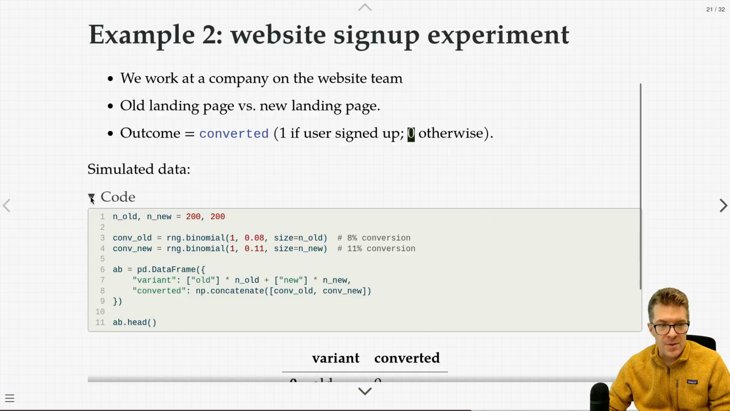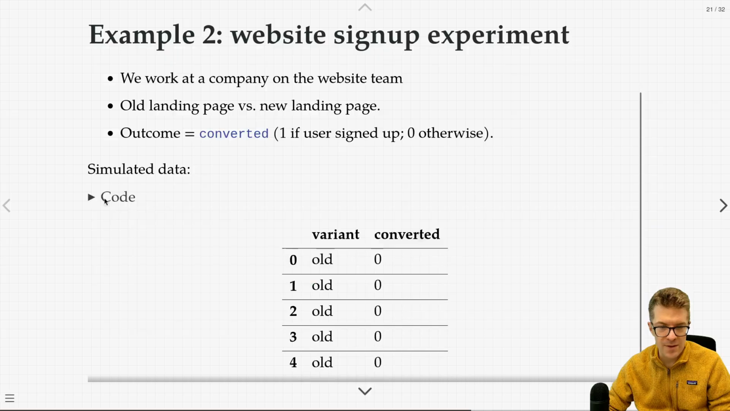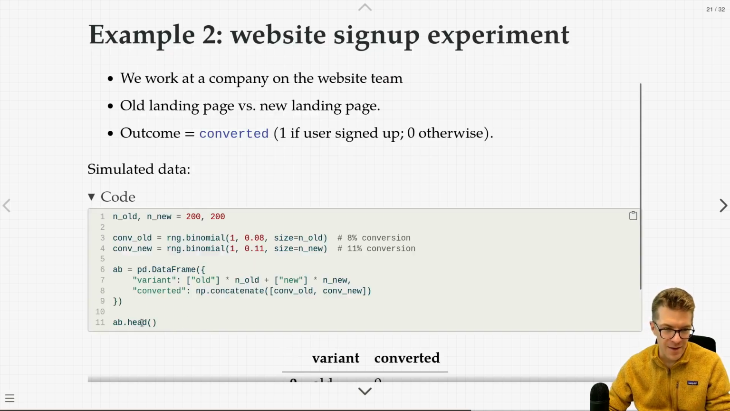So once again, here's some simulated data. In this case, it's nicely balanced. We have 200 observations of the old website, 200 observations of the new website, and we have variance. So person 0 uses the old website and they don't convert, they don't sign up. The next observation also uses the old website and they don't convert. The next observation uses the old website and they don't convert. This is only the first 5 rows, so it's pretty dull, but you can look at the entire data frame, AB, and see what you come up with.